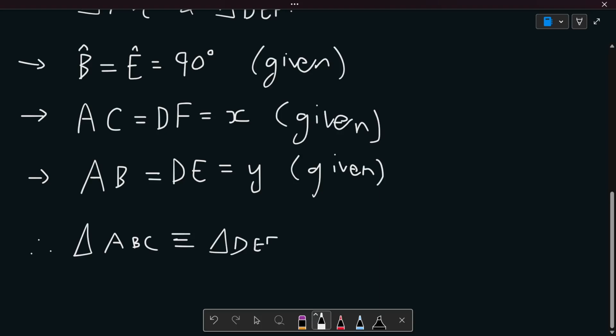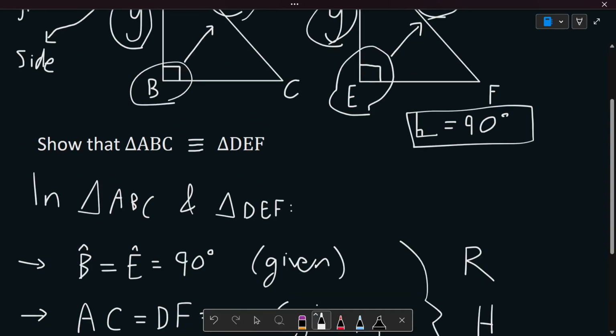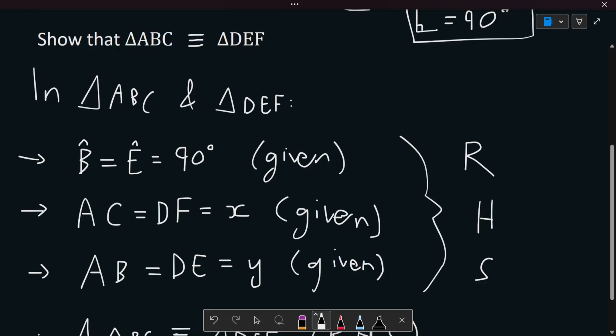This is actually our final reason that we have, and obviously it's going to be RHS, which is right angle, hypotenuse, and side, as you can see. So over here, all of this stuff that we compared, we had the right angle, then the hypotenuse that we were comparing, and then the random side that we were also comparing. That's what RHS stands for, and that is our points over here. And it's actually really simple.